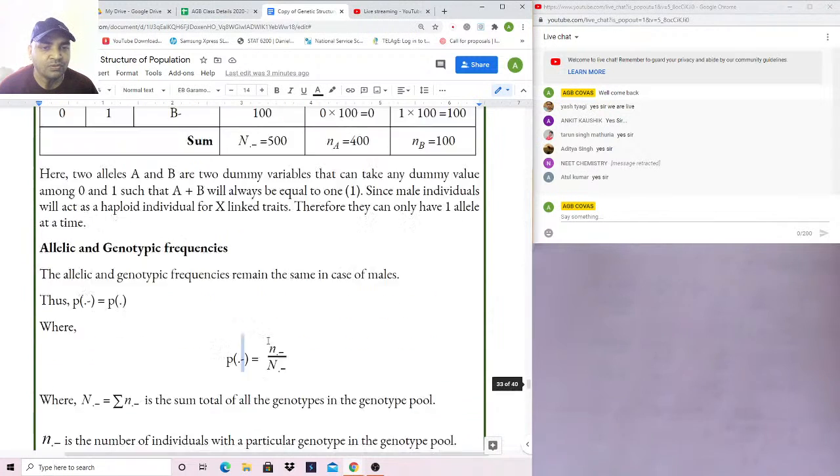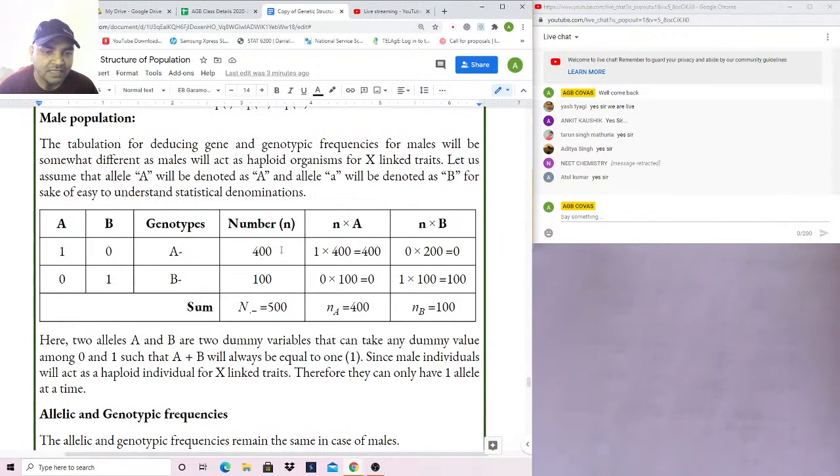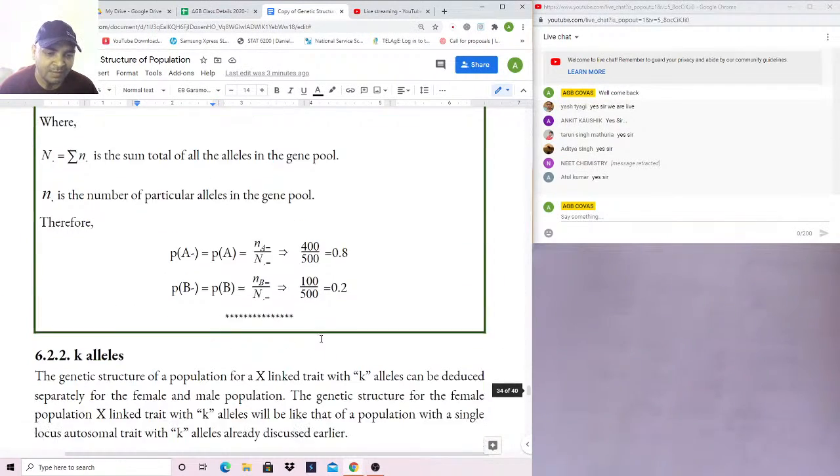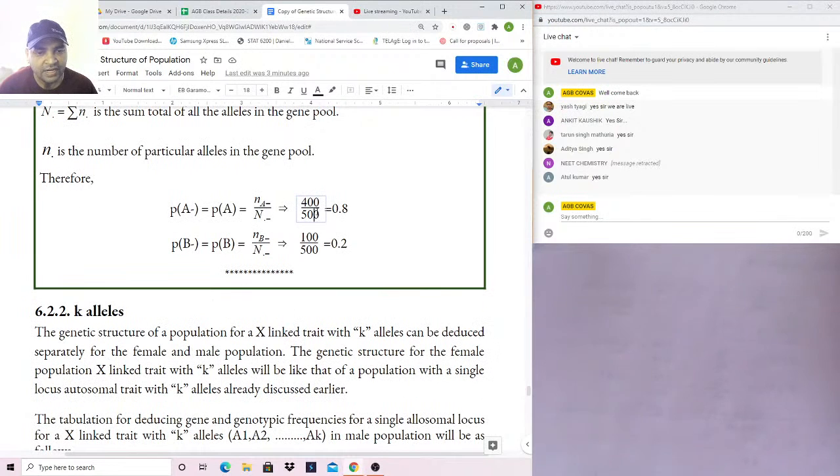Why? Because you see here that it will remain the same. This is 400, this is 400. And for the A allele it will come out to be 400 only, and this will be 100 only, which is equal to the B. So the genotypic frequencies and the allelic frequencies in the case of male will remain the same, and will be equal to 400 divided by 500, 0.8, and 100 divided by 500, which is equal to 0.2.